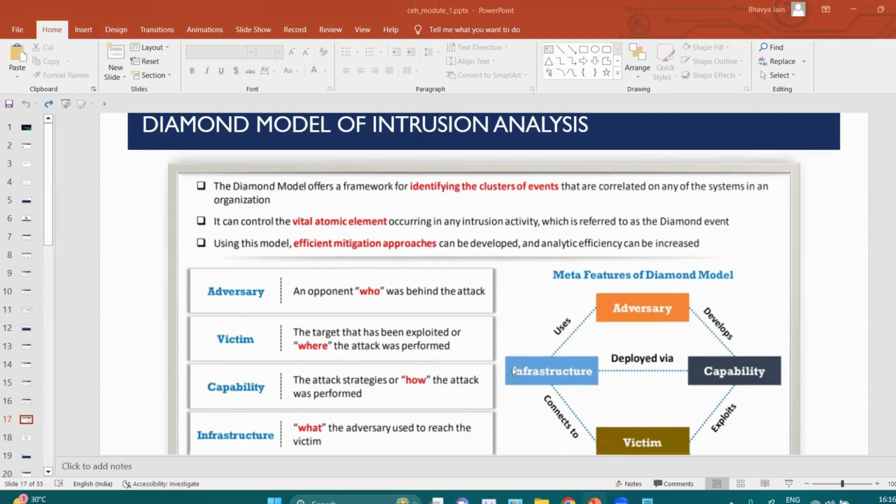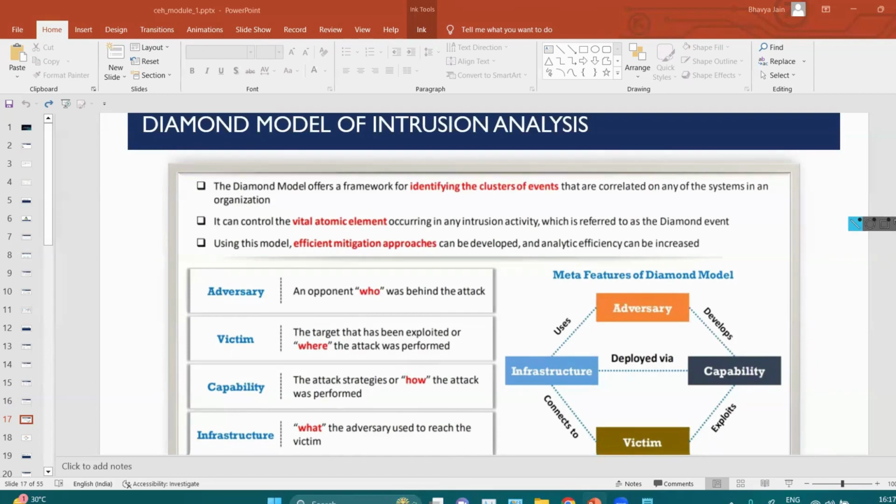Here we have four elements in this model. First, we have the adversary. The adversary is the one behind the attack, an opponent, meaning who is the attacker. Then we have the victim. Who is the victim, where was the attack performed? Then we have capability: what kind of strategy, techniques, tools and malwares that attacker uses to compromise the victim. And then we have infrastructure. Infrastructure is what the adversary used to reach the victim.